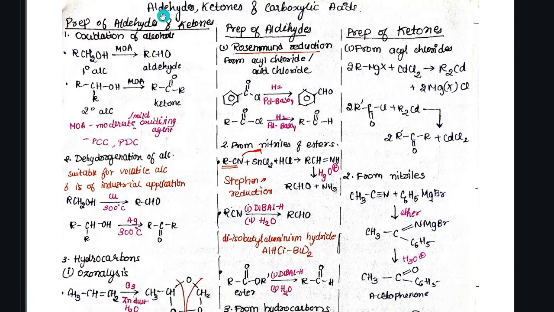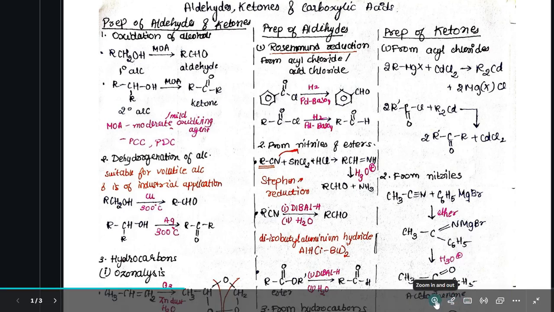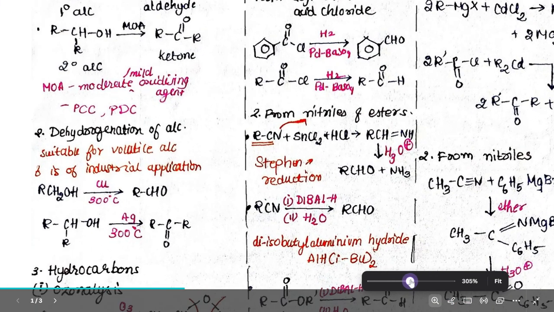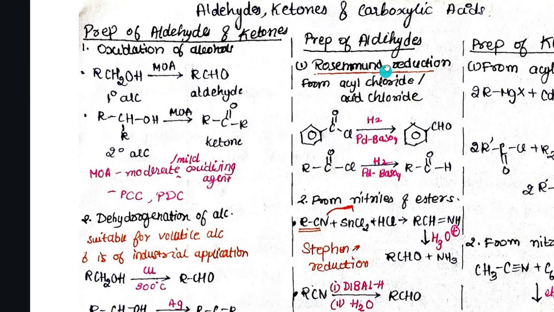So let's start with the chapter aldehydes, ketones, and carboxylic acids for class 12 chemistry. In this chapter, first we'll have a look at the preparation methods of aldehydes and ketones, both, then separately aldehydes, separately ketones. So first one, oxidation of alcohols.